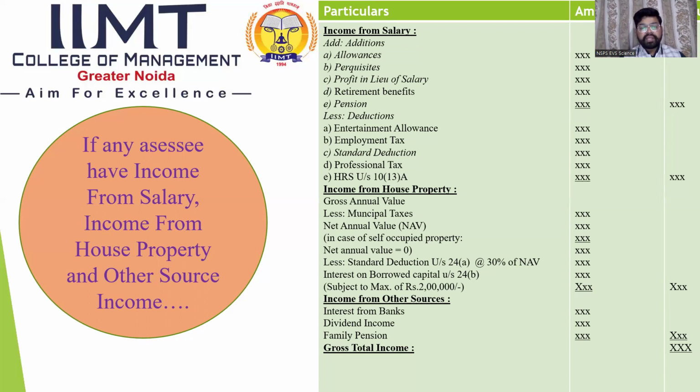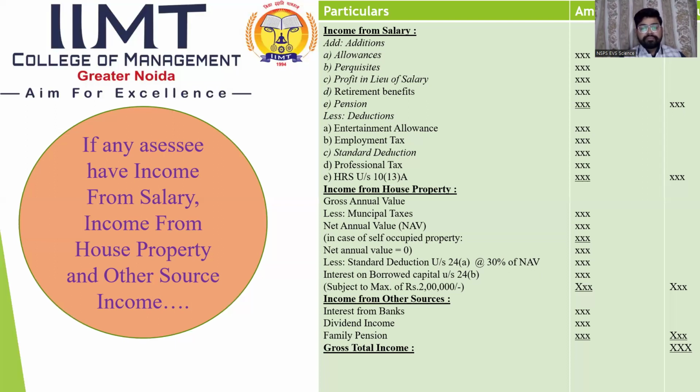The second head of income is income from house property. In this case, we first calculate the gross annual value, then we deduct the municipal taxes paid by the employee, which are deducted on a paid basis, not on a due basis, whether he paid in advance or has not paid for many years. The calculated value is then called the net annual value, less standard deduction. If the property is self-occupied by the employee, then the NAV is considered to be nil. Then we deduct the standard deduction from the NAV under section 24(a), which is fixed by the government at 30% of NAV.